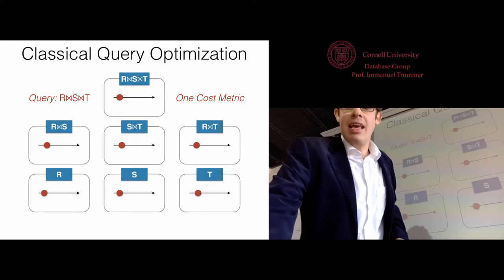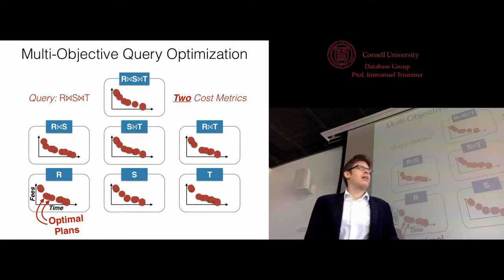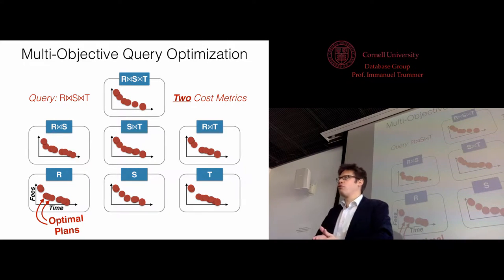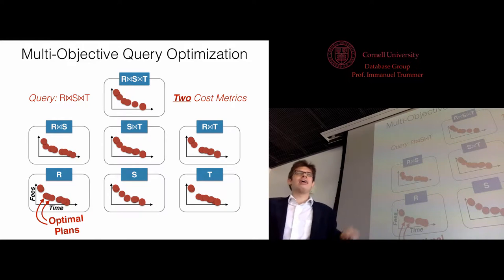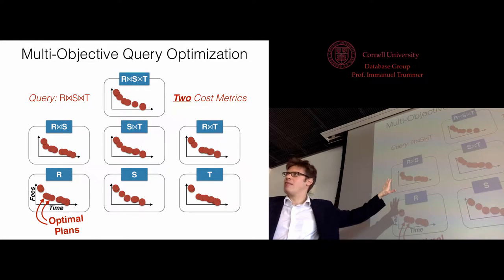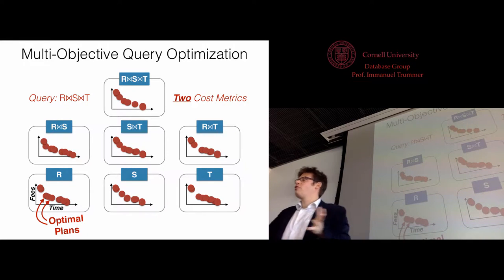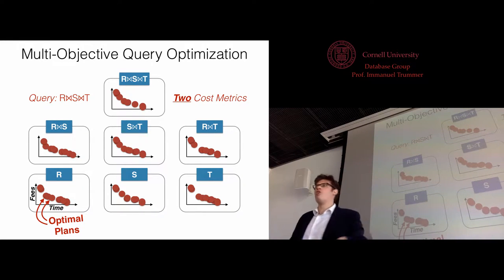If I'm, for instance, in a cloud computing scenario, then I care not only about execution time, but also about monetary execution fees. But still, I can use exactly the same dynamic programming scheme if I just keep all Pareto optimal plans for each of the subqueries instead of keeping only one optimal plan per subquery. Yes?